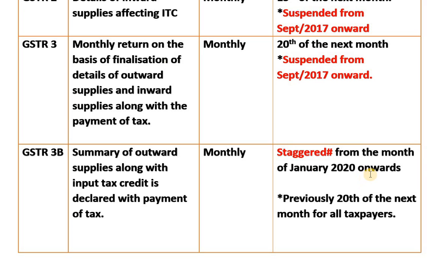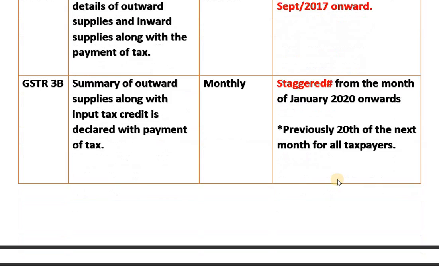January 2020 onward. Previously, Gstr3B had to be filed on the 20th of the next month for all the taxpayers. All the taxpayers should file this Gstr3B on the 20th of the next month. But from January 2020 onward, the filing of Gstr3B has been in a staggered manner. Let us discuss what are these staggered manner in which Gstr3B is to be filed.